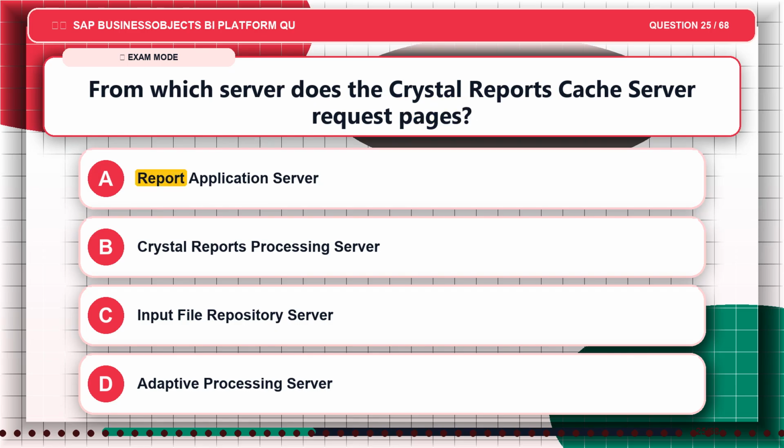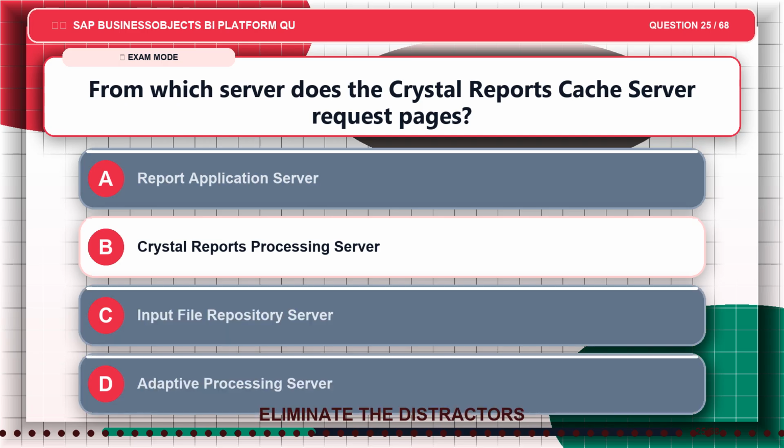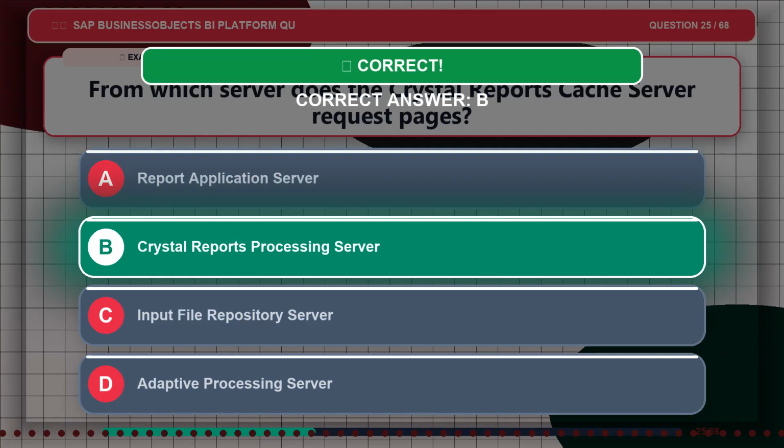Option A, Report Application Server. Option B, Crystal Reports Processing Server. Option C, Input File Repository Server. Option D, Adaptive Processing Server. The correct answer is option B, Crystal Reports Processing Server.